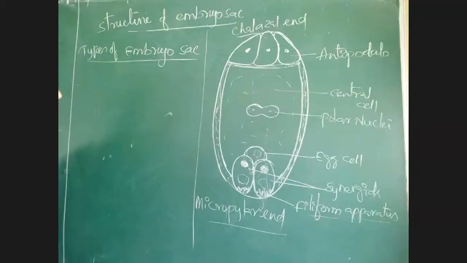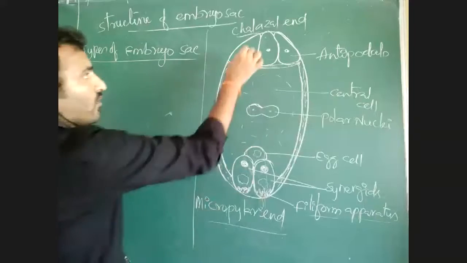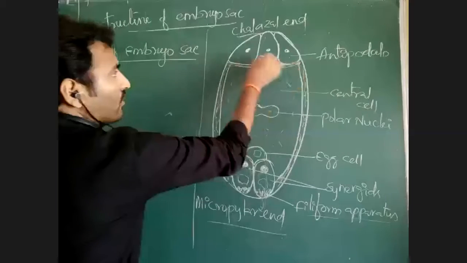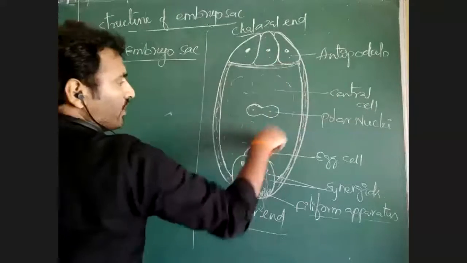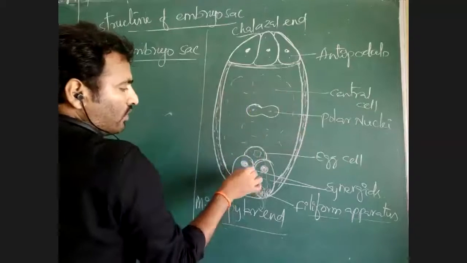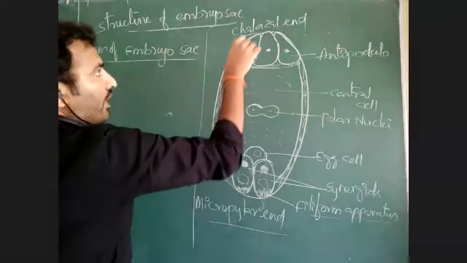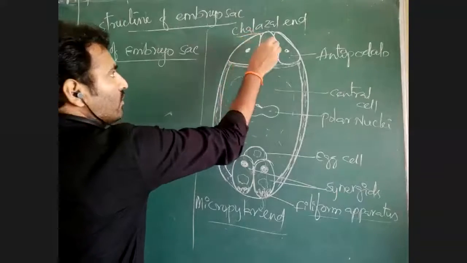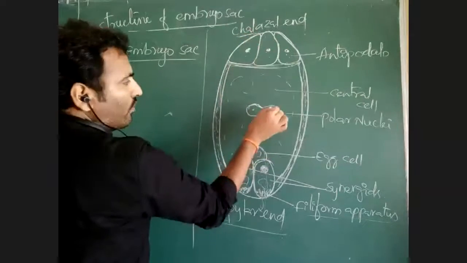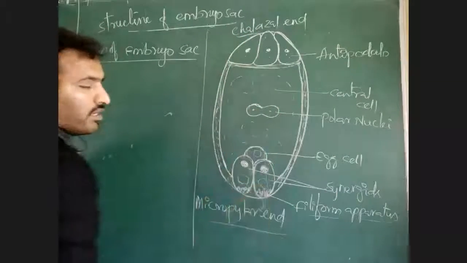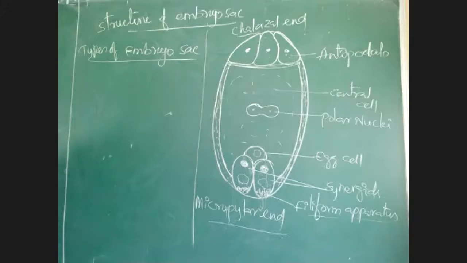So the embryo sac is a 7-celled, 8 nucleate condition. 1, 2, 3 antipodals, one large central cell, 4 cells, 2 synergids, 6 cells, 1 egg cell, 7 cells. 8 nucleate condition means 1, 2, 3, 4, 5, 6, 7, 8.